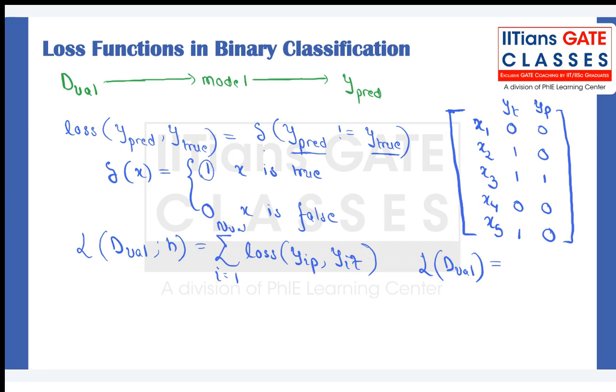So if you calculate in this scenario, you will get the number of mispredictions as 2. One is x2, where you predicted 0 when it should have been 1. Another is x5, where you predicted 0 and it should have been 1. There are optimizer algorithms designed to minimize this loss function. We will go to that later on.